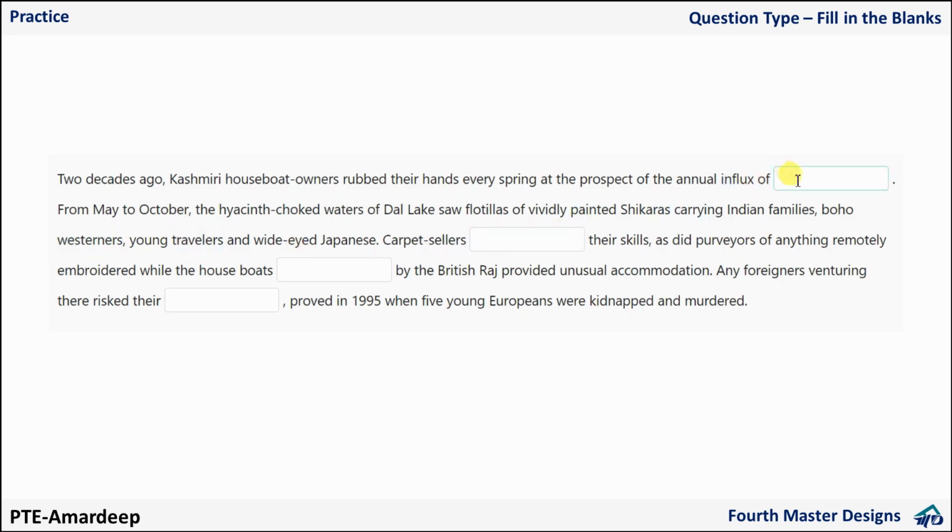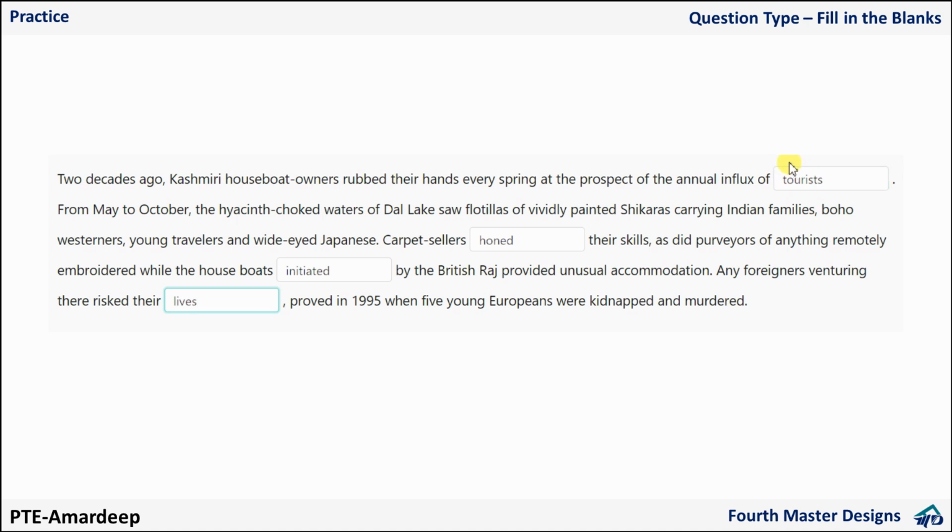2 decades ago, Kashmiri houseboat owners rubbed their hands every spring at the prospect of the annual influx of tourists. From May to October, the hyacinth-choked waters of Dal Lake saw flotillas of vividly painted shikaras carrying Indian families, boho Westerners, young travelers, and wide-eyed Japanese. Carpet sellers honed their skills, as did purveyors of anything remotely embroidered, while the houseboats initiated by the British Raj provided unusual accommodation. Any foreigners venturing there risked their lives, proved in 1995 when 5 young Europeans were kidnapped and murdered.